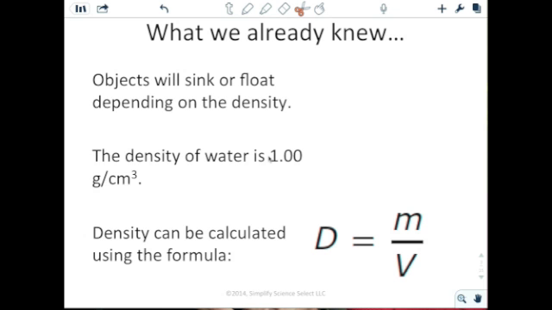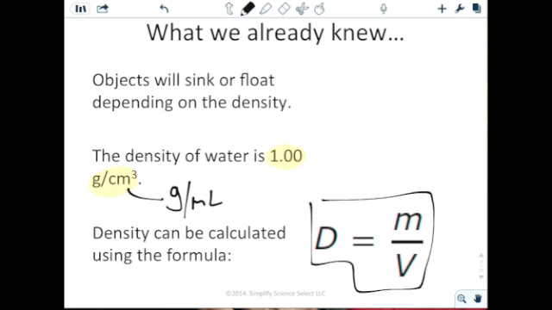What we should already know is that objects will sink or float depending on their density. So we know that lighter density things will float to the top, and heavier density things will be towards the bottom. We should know that the density of water is 1 gram per cubic centimeter. This unit can also be written as gram per milliliter, same unit. And that density can be calculated using this formula. We've probably seen this before in other classes, either in middle school or high school.